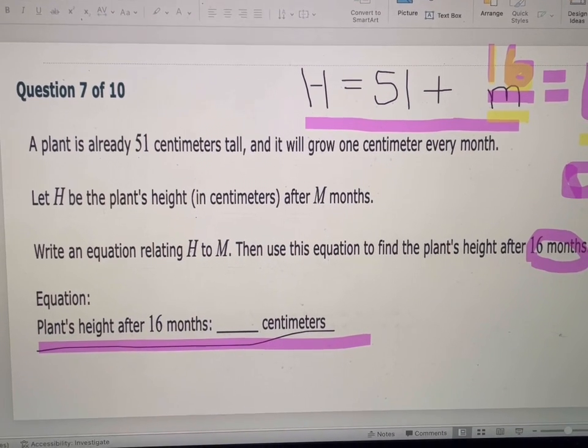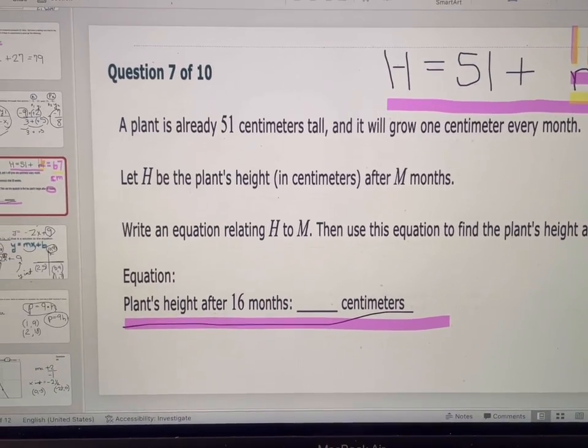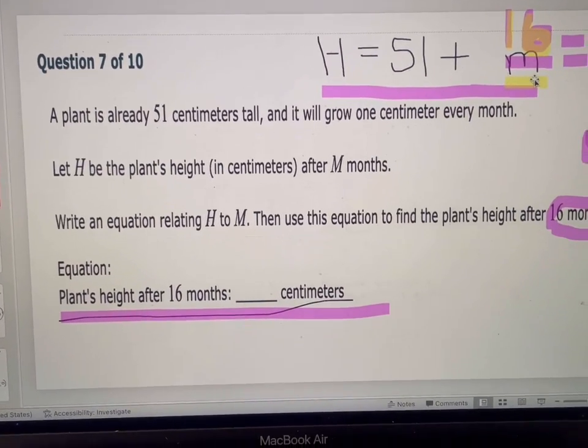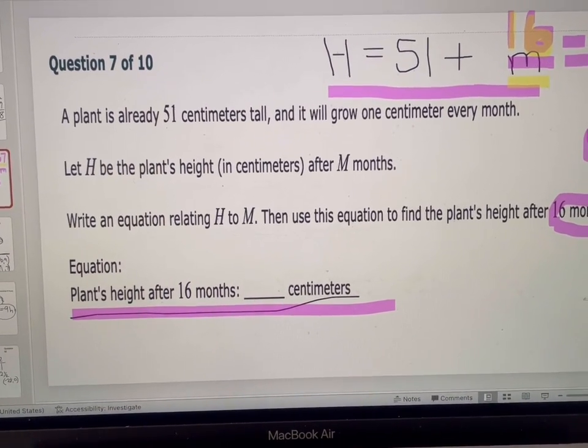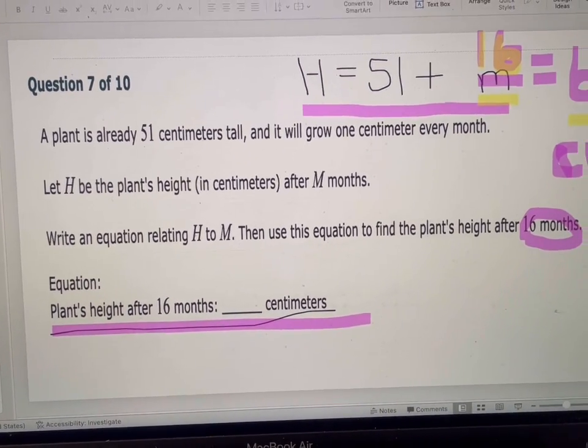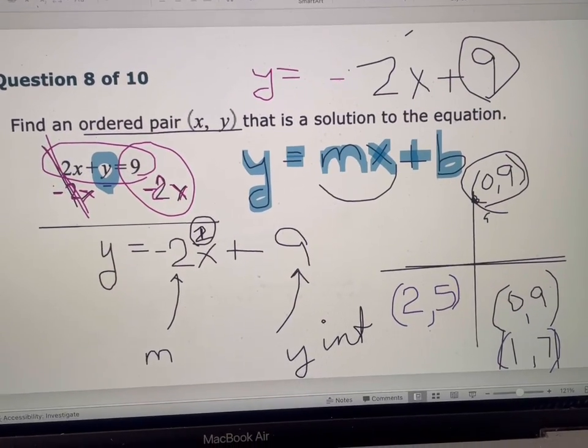I am not sure why this is not working, but H equals 51 plus M is your equation on number 7. And when you plug 16 in for M, you get 67 centimeters. I've done that several times, but for some reason the video is not working.